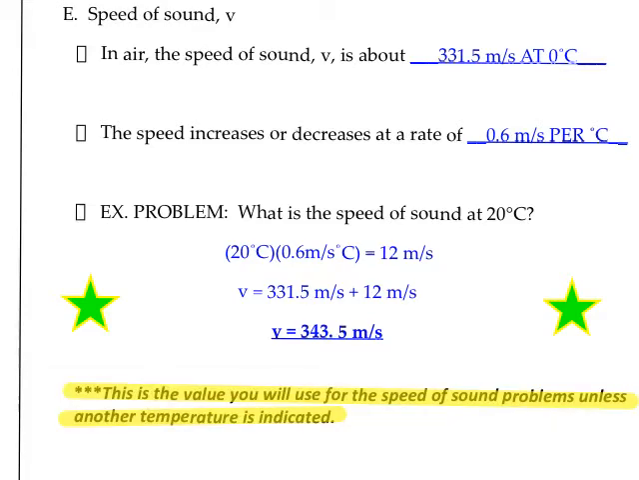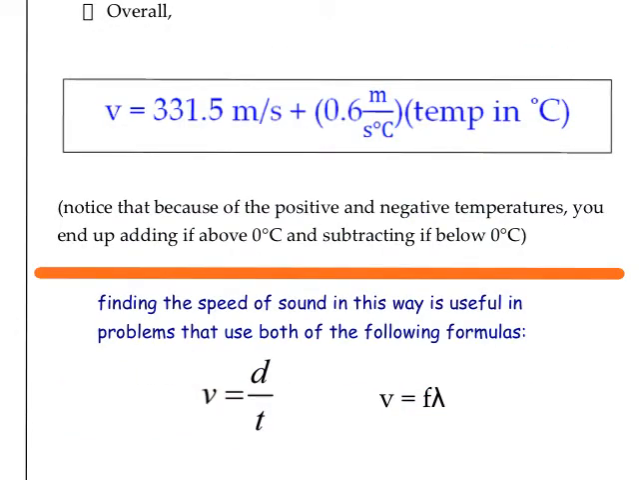Now I'm putting a star around this example problem and I highlighted for you. This is the value you're going to use for the speed of sound problems unless another temperature is indicated. And that's because 20 degrees is the accepted value for room temperature. So unless you're told otherwise, this will be the number that you want to plug in for how fast sound can travel. So we can summarize this overall. You would start with your 331.5 meters per second, and then you want to add our conversion factor of 0.6 times whatever temperature you're given. And we can use the speed of sound for distance over time problems or frequency times wavelength problems.